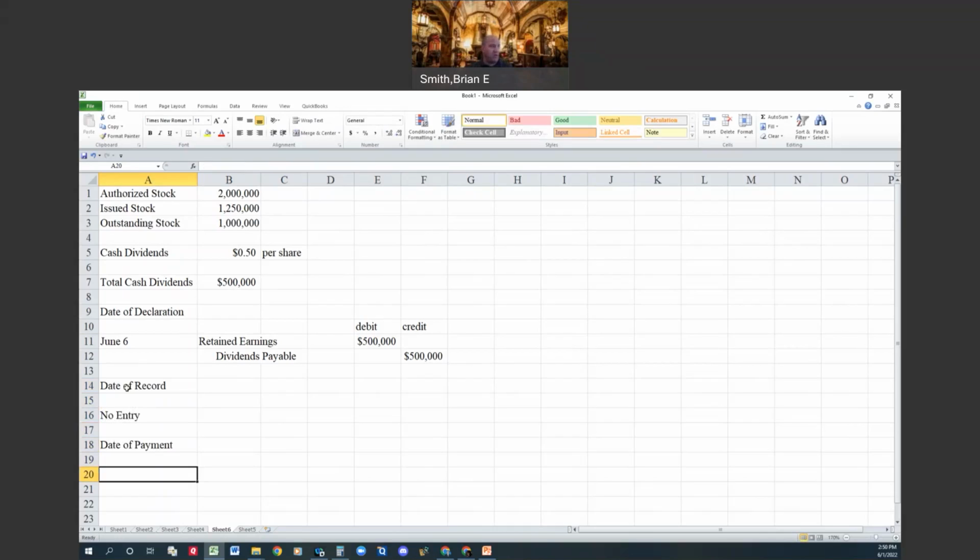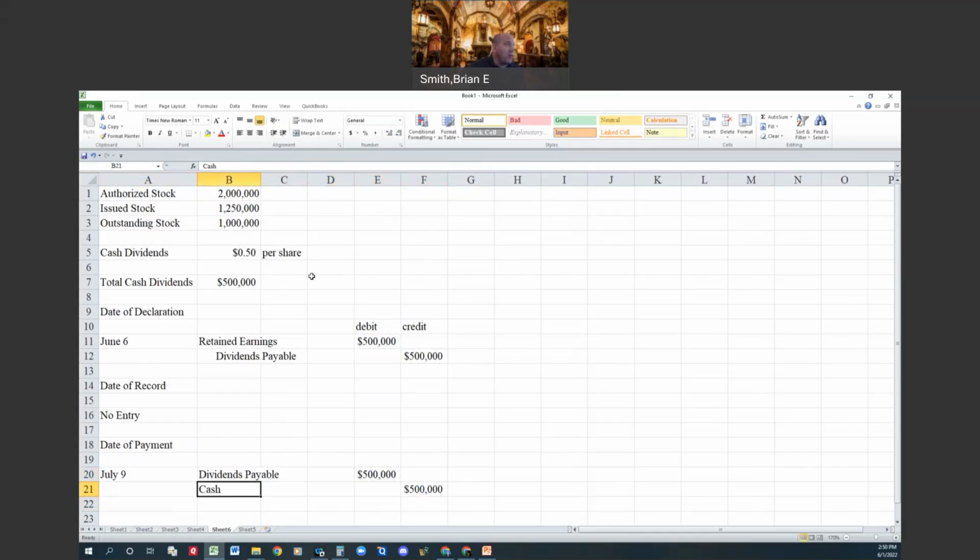And let's say the date of payment is July 9th. What we're going to do is get rid of the liability, and we're going to credit cash because we're actually paying it out.